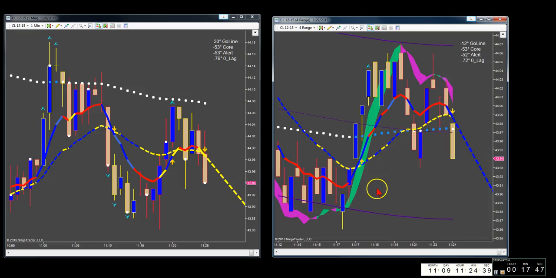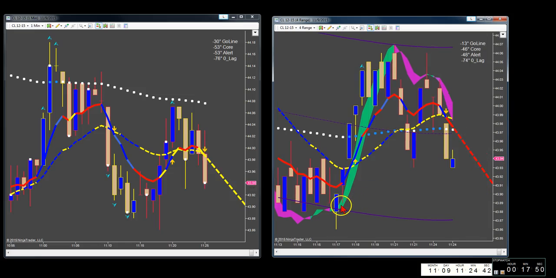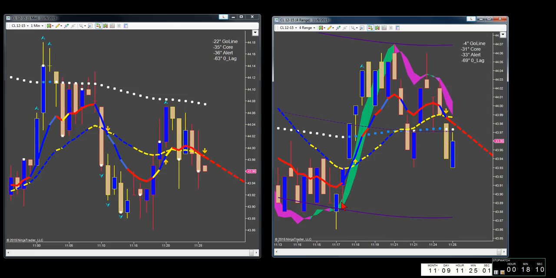The idea of the alert zone is to give you an indication of when a core crossover is going to happen. And a core moving average crossover, as signified by the anchor arrow, cannot happen unless you have the alert zone crossover before it. Conversely, you can have an alert zone crossover and you may not get a core MA crossover. Well, this one's very marginal.